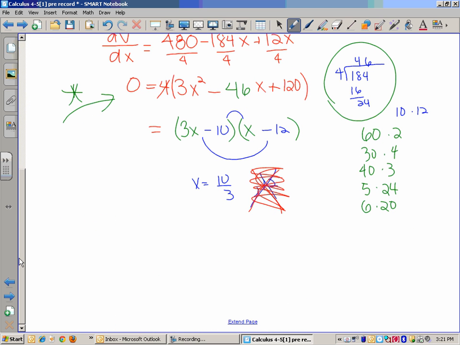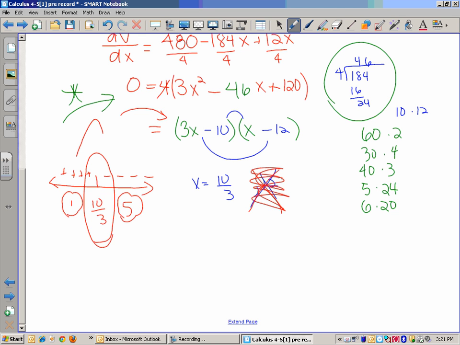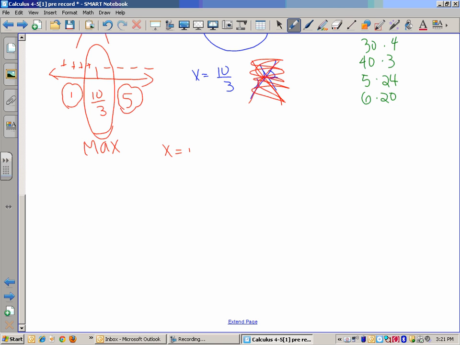Okay, so now I want to do my sign chart because I want to make sure I do every step. So 10/3. I'm going to choose 1 and 5. I'm going to look at this derivative. If I plug in 5, I'm going to get a negative number. And if I plug in 1, I'm going to get a positive number, because a negative times a negative is positive. So my sign chart goes from increasing to decreasing, which means a max, which also means at x equals 10/3, that's when I'm going to have my maximum volume.